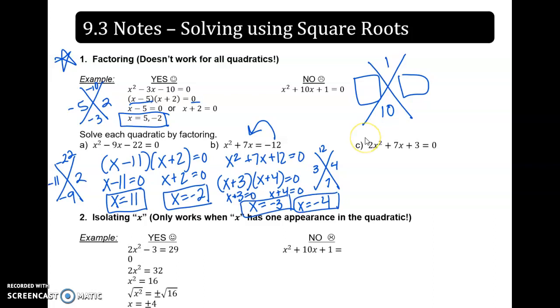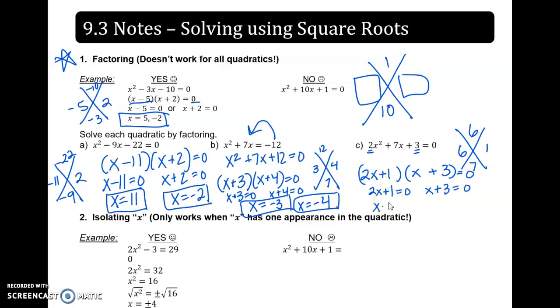All right, C. A is not 1, so we have to be careful here. We have to multiply A times C, so you need numbers that multiply to 6 and add to 7. So this is 6 and 1. But remember, you can't just plug in 6 and 1, because you need 2x and x. So this outside term is going to be plus 3. That gives me my 6x, since 2x times 3 is 6x. And then this can just be 1, still equal to 0. 2x plus 1 equals 0, x plus 3 equals 0. So this is negative 1/2 and negative 3, my two solutions.